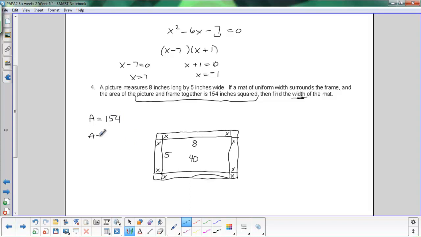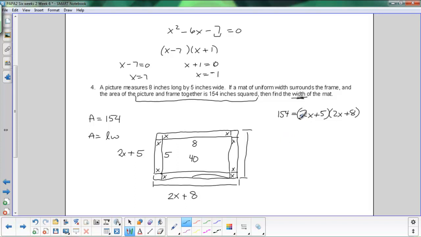The area of the entire rectangle can be found by multiplying length times width. We need the length from here to here, and we need the width from here to here. That means that the distance that we do know is 5. And we're going to add that to the length of the frame on the top edge and the bottom edge, which is 2 times x. This is likewise the width that we already know as 8, and we're going to add that to the length of the mat on the left and the right edge, which is 2x. So we will simply plug in our formula. 154 equals 2x plus 5 times 2x plus 8.